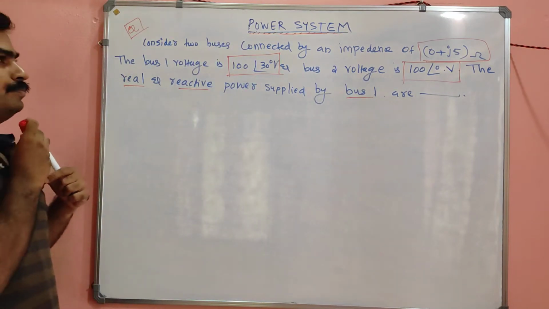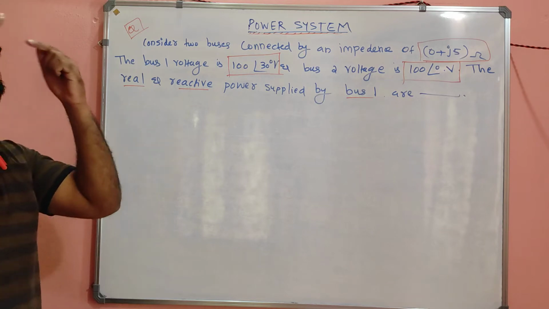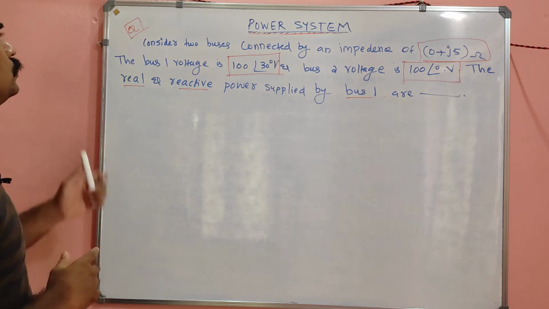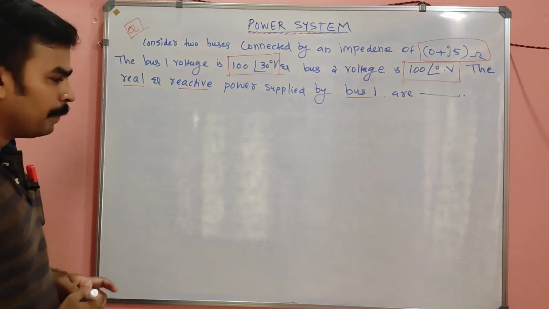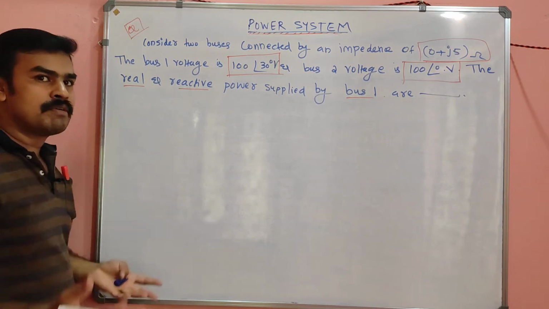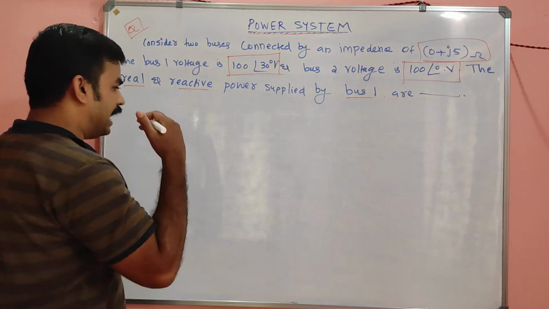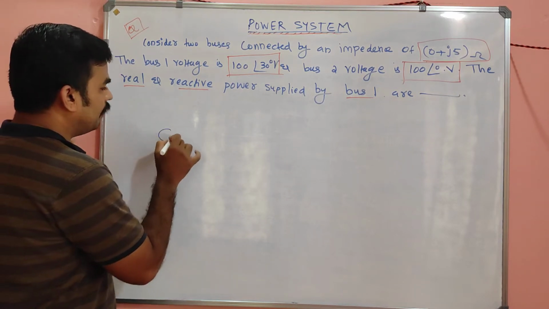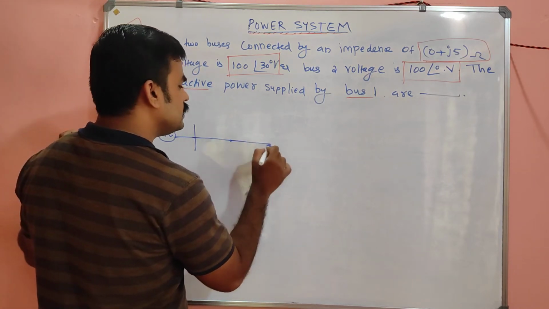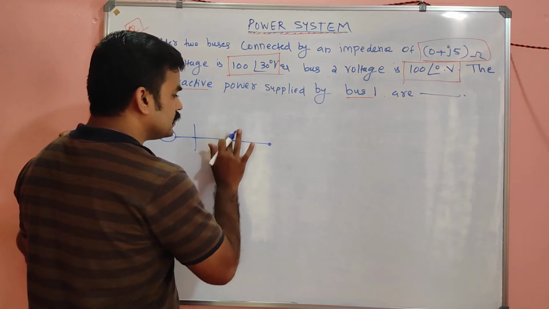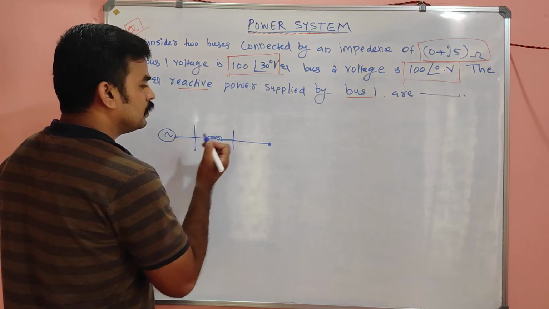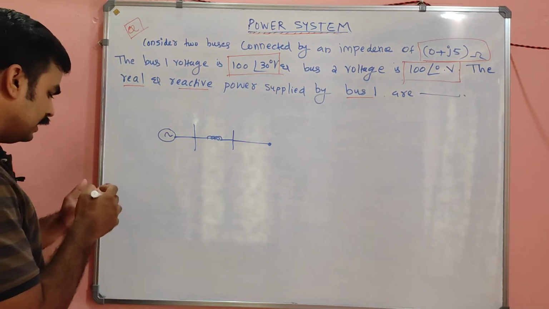Before moving to the problem, we should have an idea of a rough figure in mind. Consider two buses connected by an impedance. You can create your own rough figure, but we need an answer, that's all. I am making my rough figure in my own style. Suppose this is the generator section, this is one bus, this is another bus, and these two buses are connected by a transmission line, sorry, impedance.